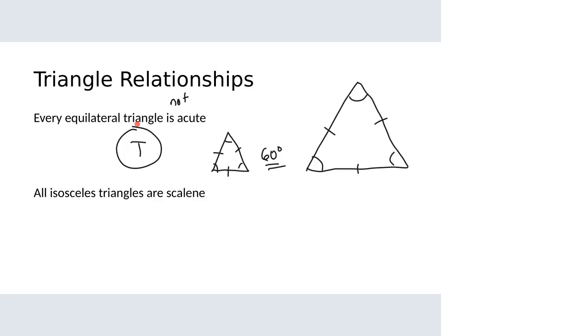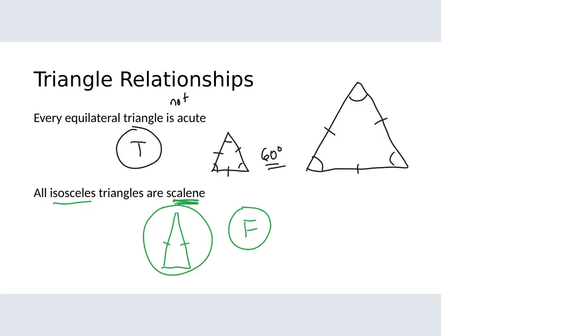Down at the bottom, all isosceles triangles are scalene. Okay, I got to remember isosceles means at least 2 sides the same length. So if I draw an isosceles triangle down here with 2 sides the same length, scalene means all sides are different. Well, all isosceles triangles are scalene. Scalene means all the side lengths are different. Here, I've got an isosceles triangle with 2 sides the same. Right here's my counterexample. So this must be false.